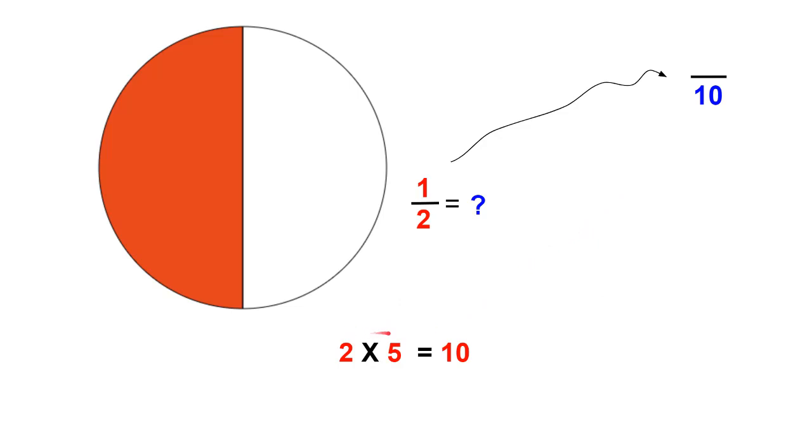We use 2 times 5 in the denominator, and the exact same thing we'll do to the numerator. So we multiplied 2 by 5, and we'll multiply 1 by 5. And we get 5/10.